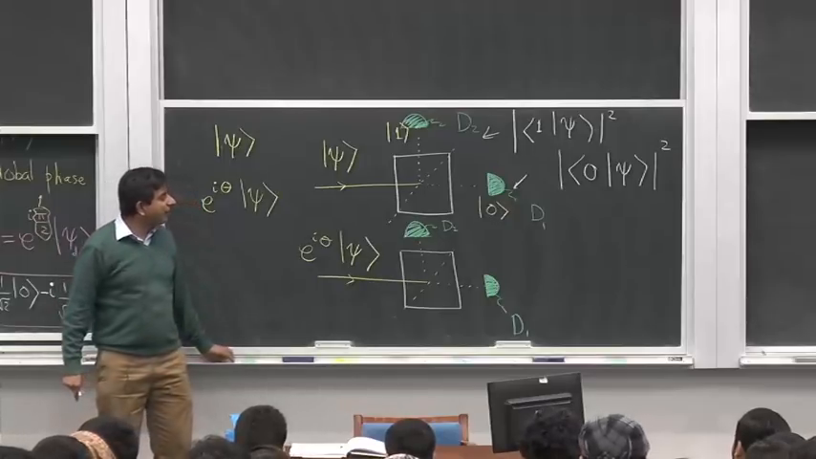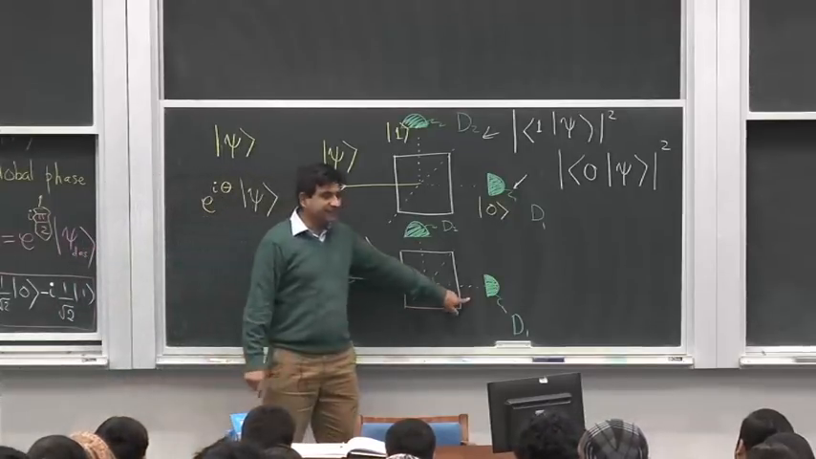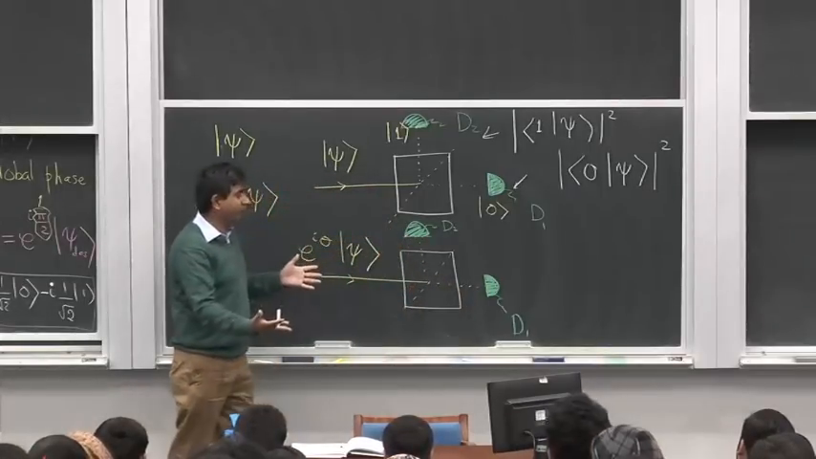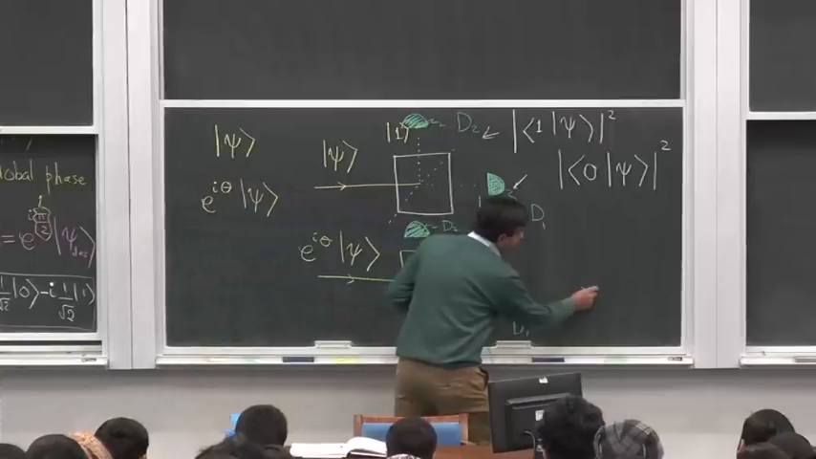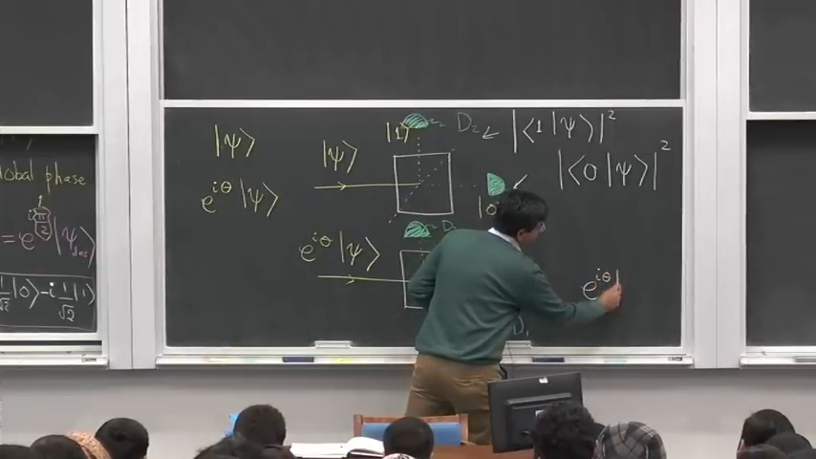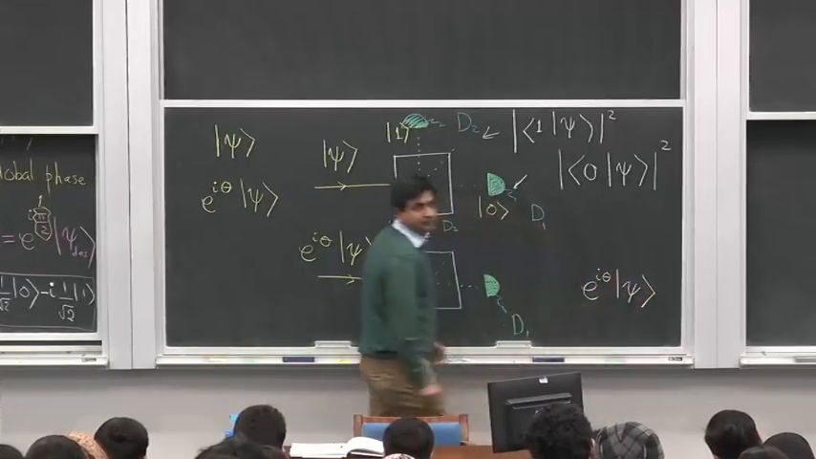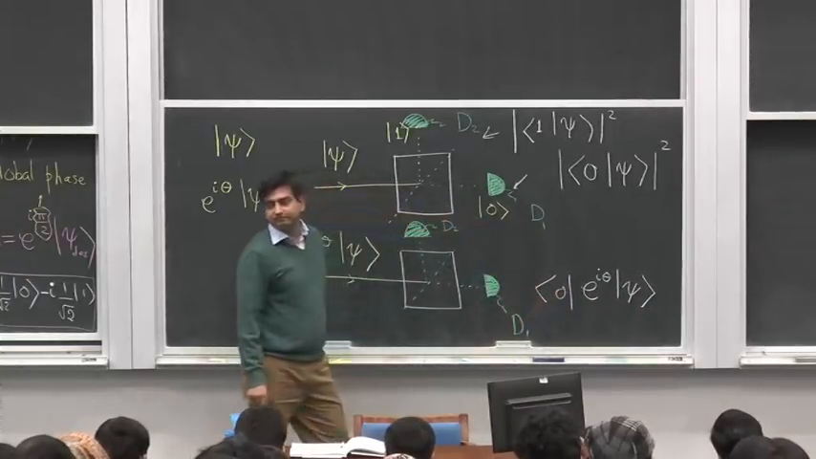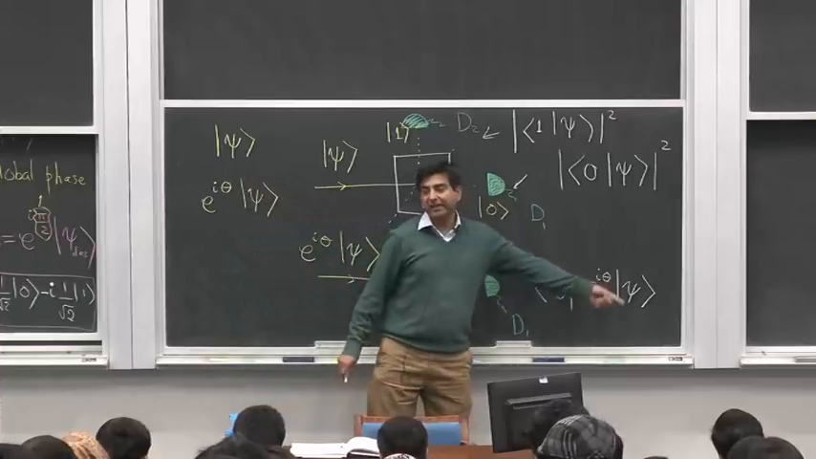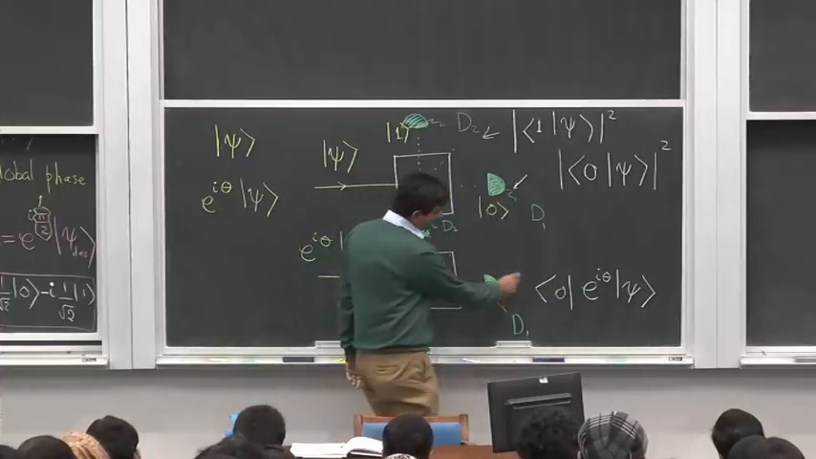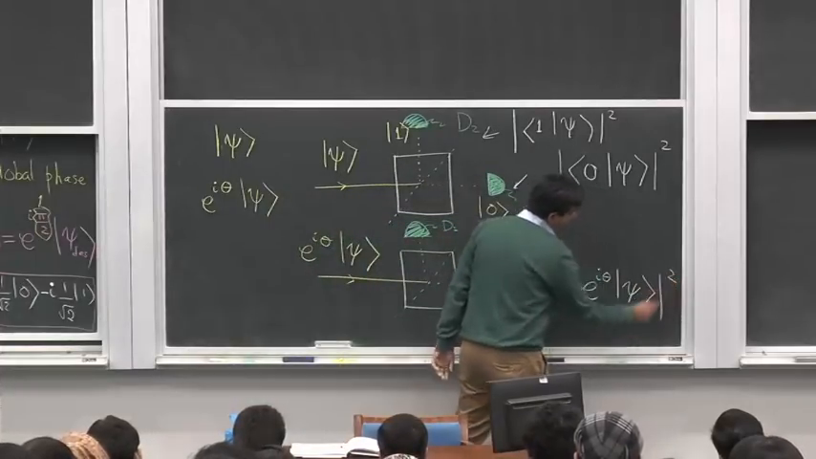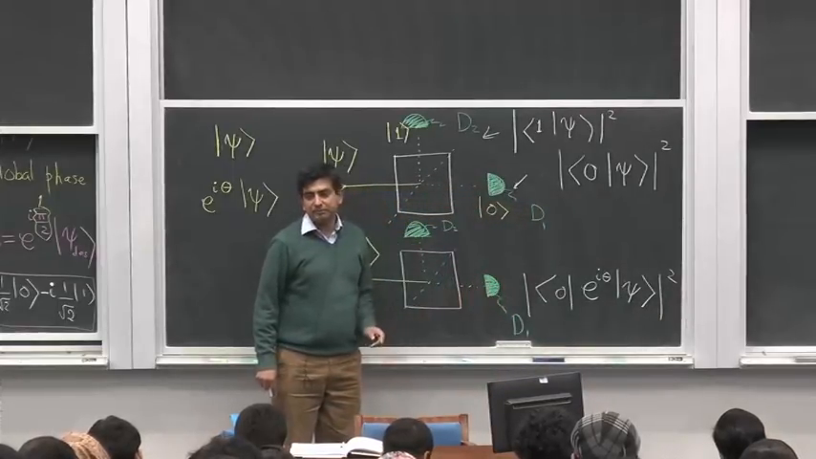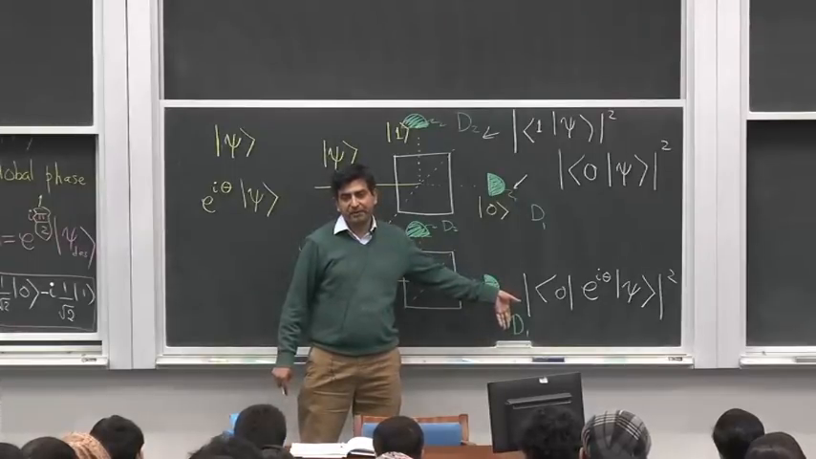All right. So now I would like to find out the probability that this detector is going to click. Now, if I use the same formula, I would have e^(i theta) psi overlap with 0. Instead of psi, I now have e^(i theta) psi, modulus squared. Now let's look at this function. Let's look at this overlap. Let's calculate this probability.